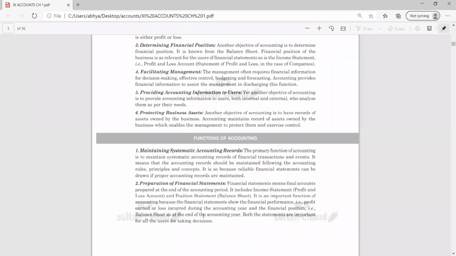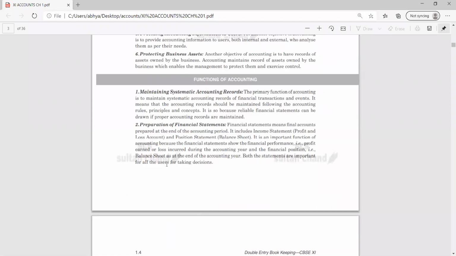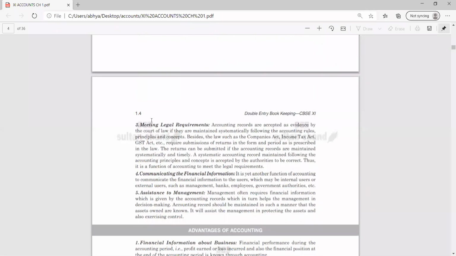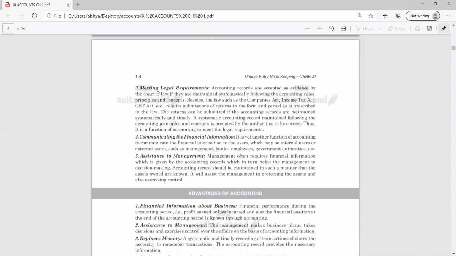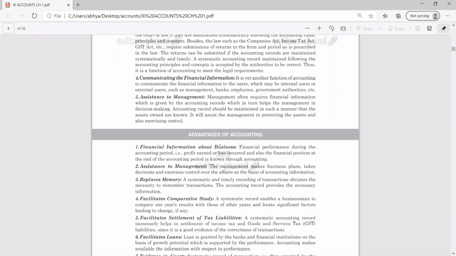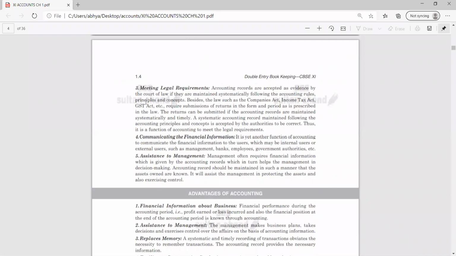Then functions of accounting, the next topic. Maintaining the systematic accounting record, same. Preparation of financial statement, these are the functions. Meeting legal requirement, this is a separate point and it's a very important point. Then communicating the financial information to the users, help to the management. Again, the same point. So this is the only point which is different in the functions and the objectives.